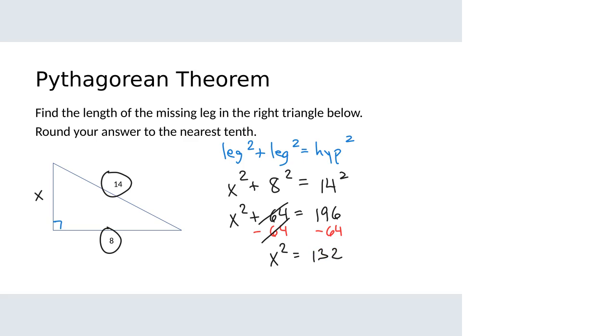And now we're at a place we're pretty comfortable with at this point. I've got x squared. I want to have x. So I'm going to take the square root of the left and the square root of the right. On the left, the squaring and square root cancel each other out. On the right, I get whatever the square root of 132 is, 11.489125.